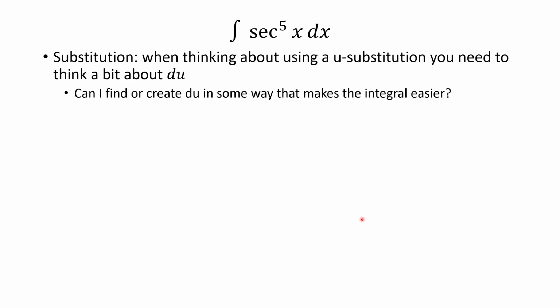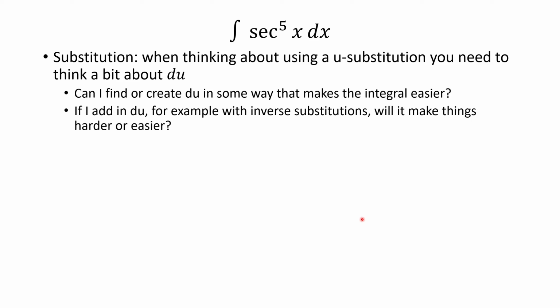And then the du itself is a big part of that. So is there a nice du there? If there's not a nice du already there, can you create it? Can you do some clever algebra that creates a nice du? Can you add it in somehow with inverse substitution? Will it make things harder or easier, right? Because sometimes you can create a du with inverse substitutions and suddenly everything gets really ugly and you didn't actually make your problem easier at all.